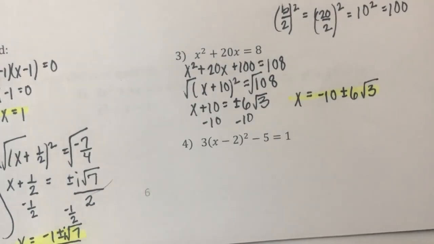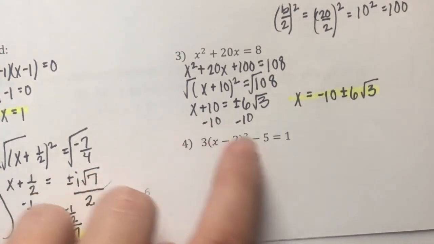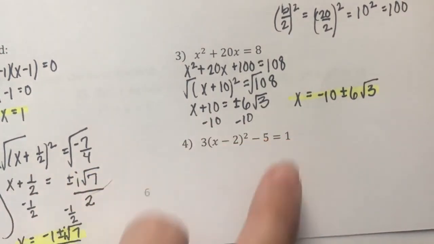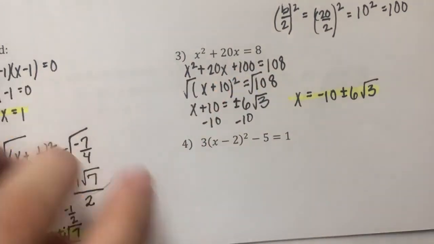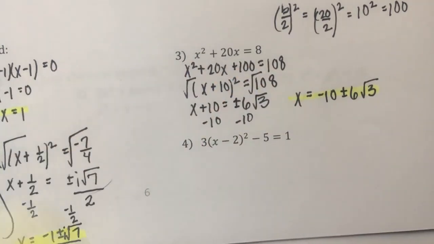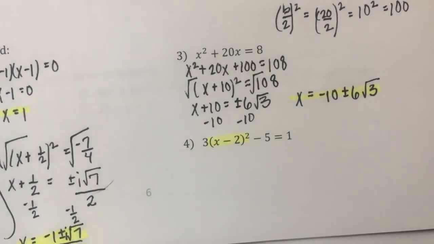Okay, and then last one, we have 3 times x minus 2 squared minus 5 equals 1. So we have something being squared. We would have to do a lot of work to get this in standard form. And because I just have this one term that has the x, there's no x over here or over here, I can easily isolate that term that has the x and take the square root of it in order to solve it. So if I want to isolate the part that is being squared, the x minus 2 squared, and solve by square roots, I need to move everything away.